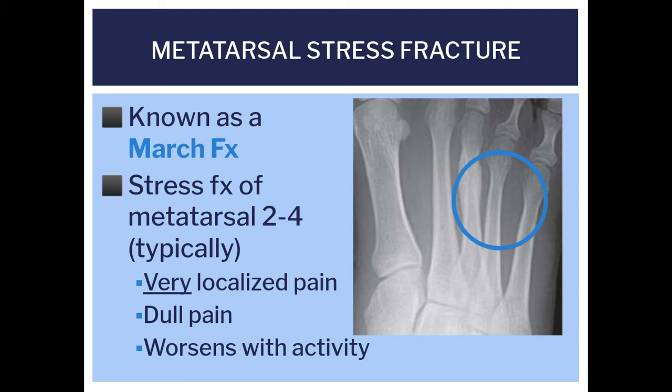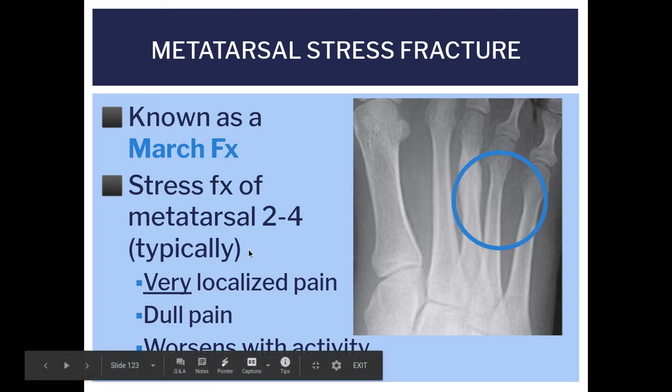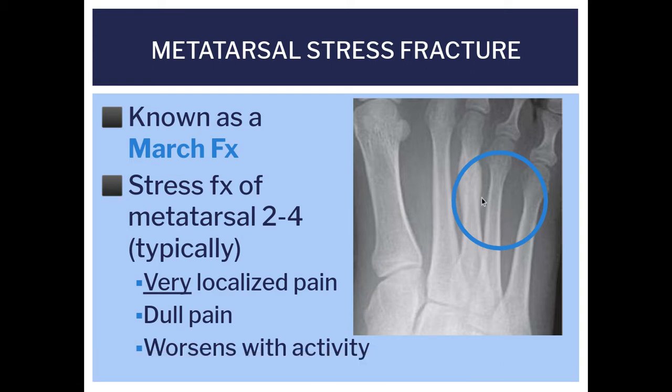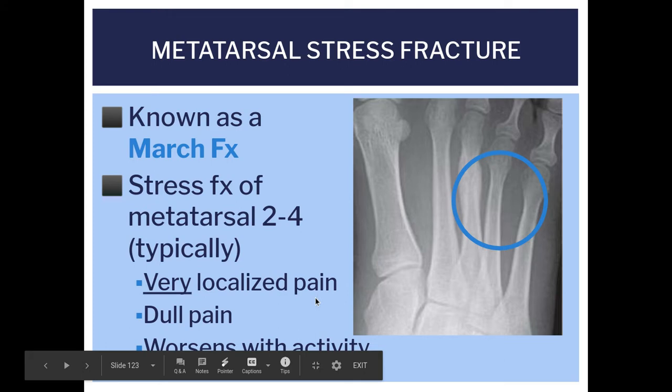Obviously, it's not as common anymore, but just know that if you were to play a sport and slam your foot hard enough, you can actually break those bones. This is essentially a stress fracture, and it typically happens in toes 2 through 4, but oftentimes it's more these two, because that's where you tend to bear weight. And then pain is going to be very localized.